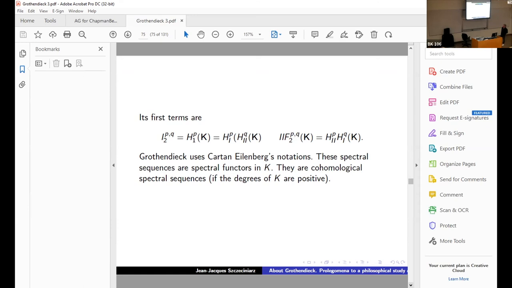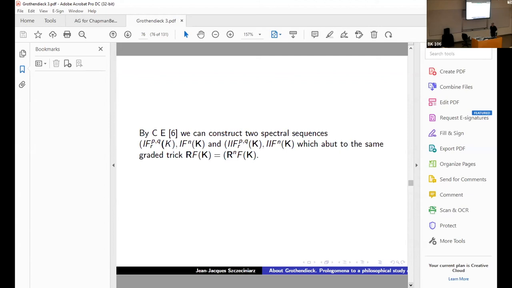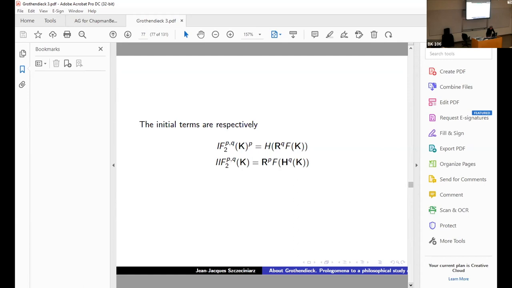And here, in this notation, Grothendieck uses Cartan and Eilenberg. And these spectral sequences are spectral functors in K. They are cohomological spectral sequences if the degrees of K are positive. We can construct two spectral sequences from this notation by Grothendieck. It's a little complicated, but it is exactly the same construction. And the initial terms are respectively E_2^{p,q}(K) = H^p(H^q(K)) and the other one is H^q(H^p(K)).